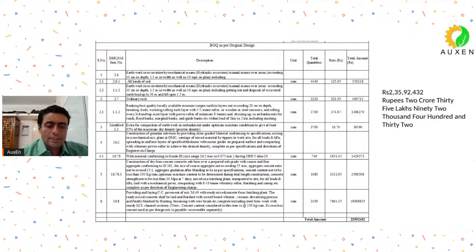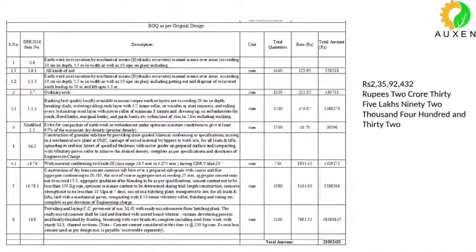So I have just pasted an image of a 1 kilometer long stretch of a 7 meter wide rigid pavement. This is the BOQ as per the original design. You can see that for 1 kilometer, the cost coming out was 2 crores 35 lakhs 92,432 rupees. This is the cost incurred as per the original design.